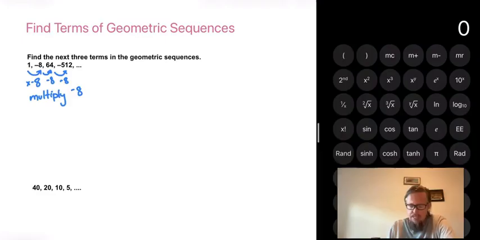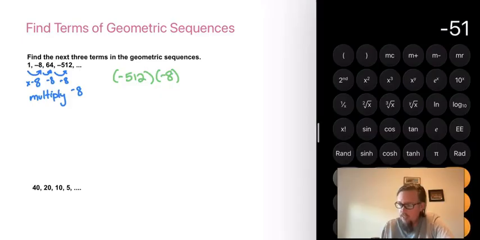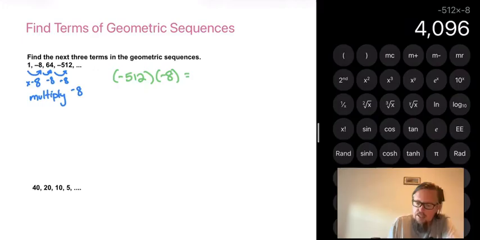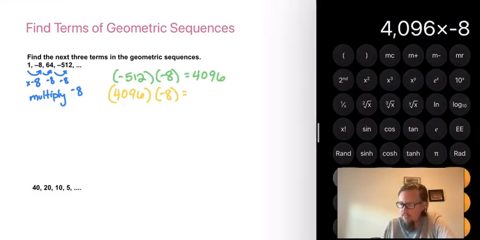So to get the next three terms in the sequence, what we need to do is take our last number, which is -512, and multiply it by -8. And I don't know what that is, so let's use our calculator. -512 times -8 is 4096. So the next term in the sequence is 4096. Then we're going to take that number and multiply it by -8 to get the next term in the sequence. Remember the problem asked for 3, so we do 4096 times -8.